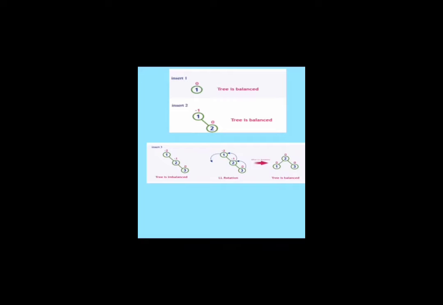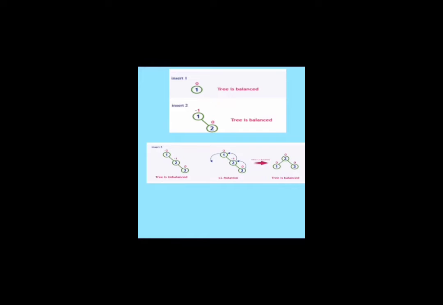Let's construct an AVL tree for the elements 1, 2, 3, as you can see in the illustration. Inserting 1, you see the balance factor of node 1 is 0 because there is no left and right subtree. Next, insert the element 2. So 2 is greater than 1, so it should be in the right subtree. You see the balance factor of 2 is 0 and the balance factor of 1 is -1. Therefore, the tree is balanced.